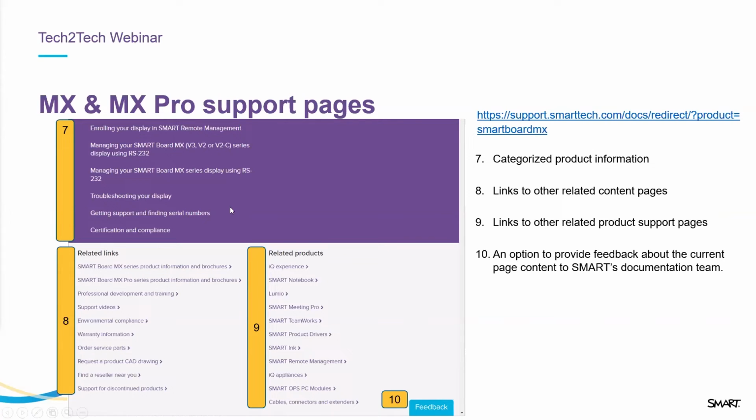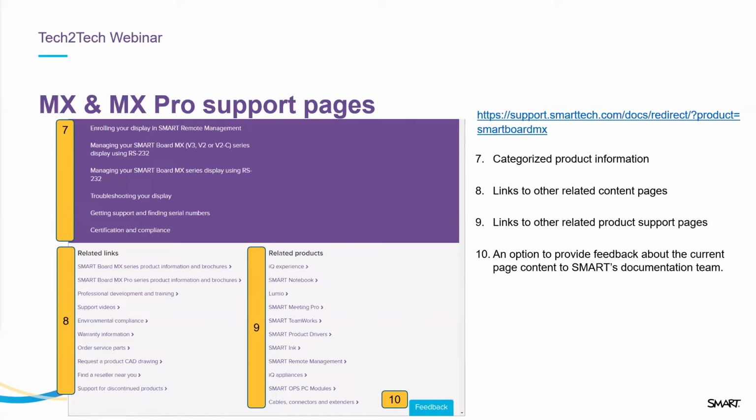And finally, on all of our support pages, there is a feedback button. This feedback button generally floats in the bottom right corner of the page. And so as you scroll up and scroll down, this should always appear in the bottom right corner. And it allows you to reach out to Smart directly, Smart's documentation group specifically, and provide feedback on the content that you are currently looking at. In this case, the MX and MX Pro support pages.